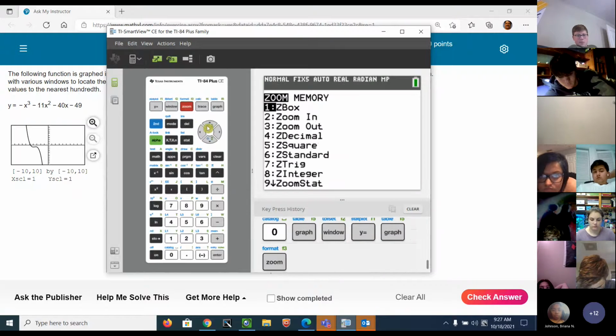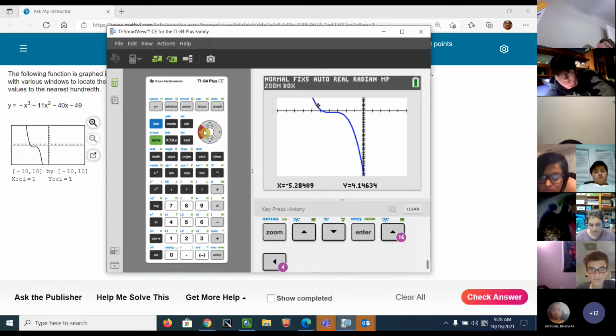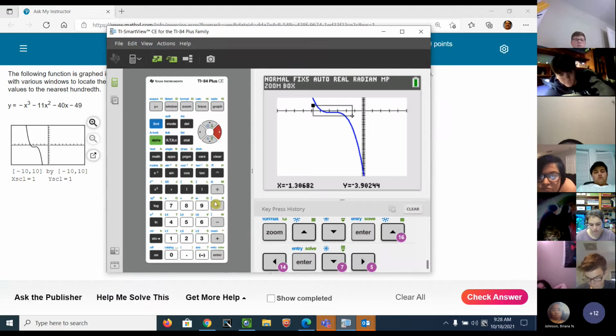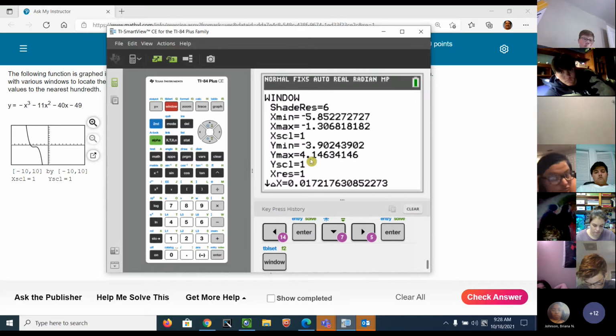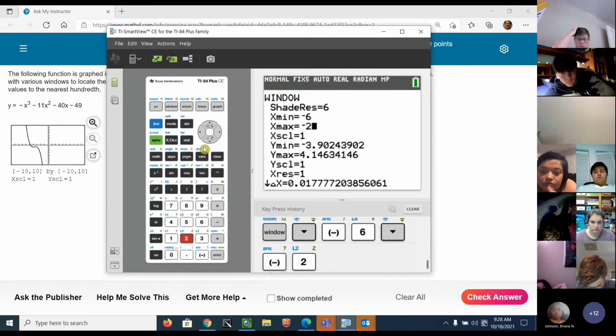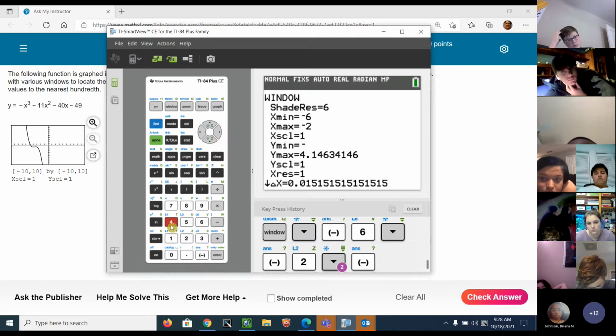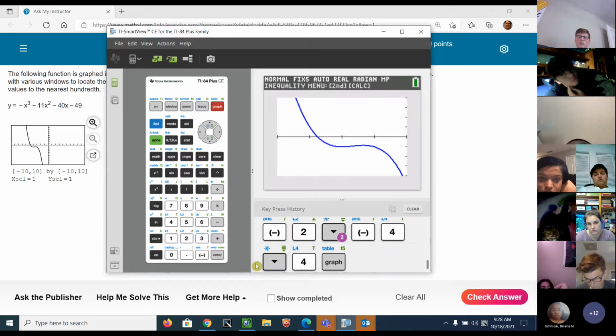Graph. I'm going to zoom the box in. I'm going to zoom in just to the saddle and see if that's what they want. So there's the saddle. Now let's look at the window. Yeah, that's what they're wanting. So that looks like we'll put in a negative 6 and a negative 2 and a negative 4 and a 4. And that's what they're talking about, the saddle.